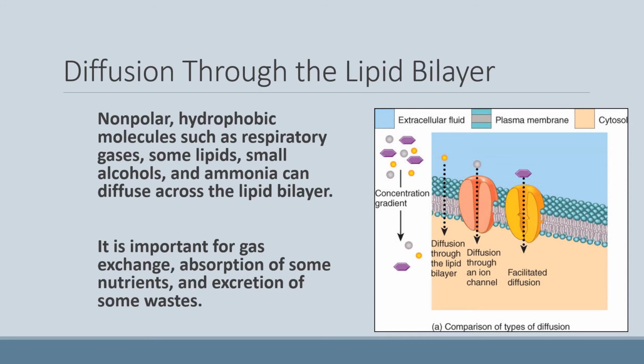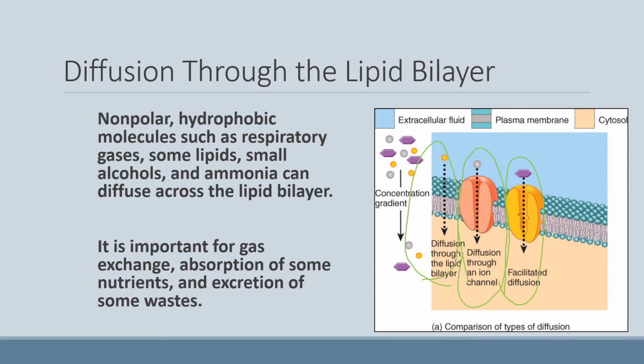Okay, so in terms of diffusion through the lipid bilayer, non-polar hydrophobic molecules such as respiratory gases and some lipids, small alcohols, and ammonia can diffuse through a lipid bilayer. Okay? So again, there are various ways in which this can occur. As you can see in the image, this can occur just straight through the lipid bilayer. We can do this through an ion channel, or we can do this through facilitated diffusion.